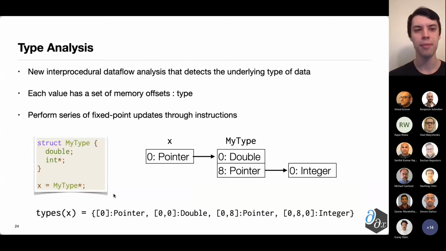Now, the way that Enzyme remedies this is we provide a new interprocedural data flow analysis that's able to detect the underlying type of all of the data.